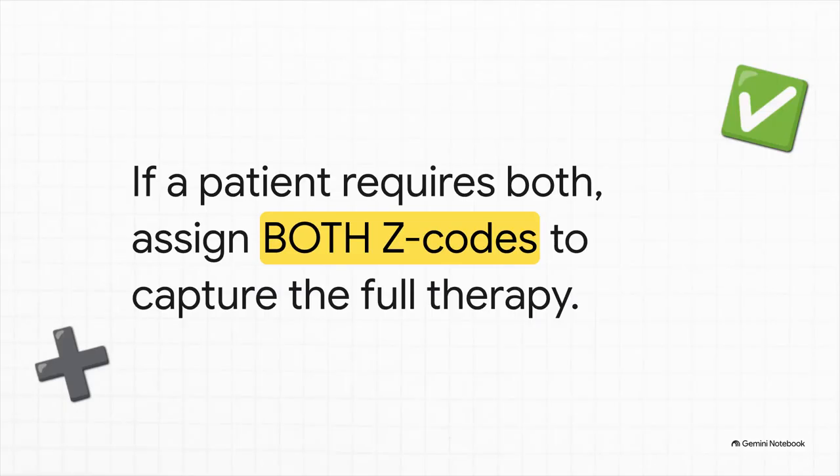But what if your patient's regimen requires both? Honestly, this happens all the time in real clinical practice. If a patient is on a dual regimen, don't just pick your favorite one. CMS guidelines dictate that you must assign both Z codes to fully capture the drug therapy. You literally list both Z79.4 and Z79.84 to paint that complete clinical picture for the payer.